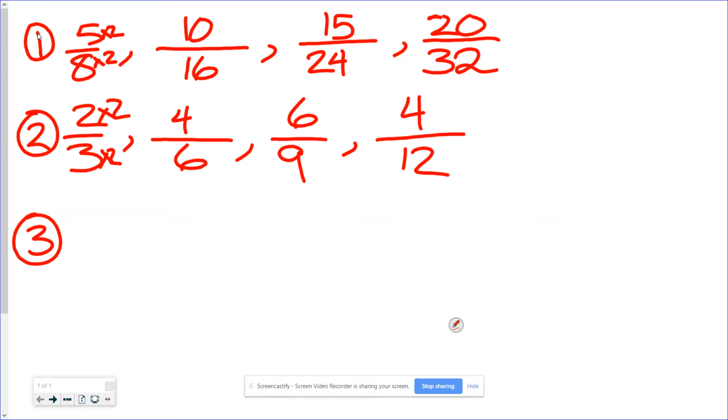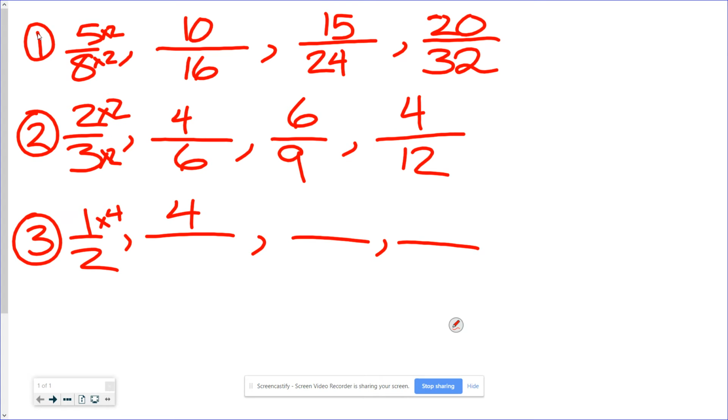The last one I'm going to take a look at today is 1/2. Pretty simple, but I'm not going to do what I did on the last ones, start at 2 and go up. I'm going to start at 4. So 1 times 4 is 4. 2 times 4 is 8. Still 1/2.